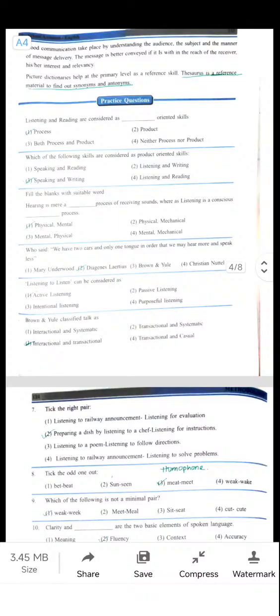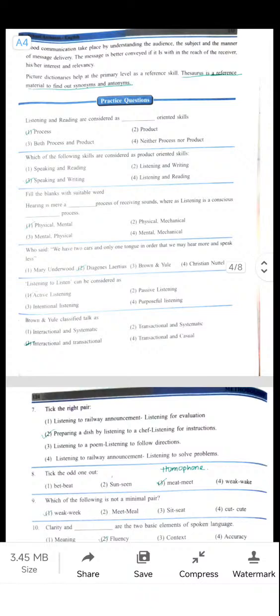And the next question: which of the following skills are considered product-oriented skills? Just now I explained that. What does that mean? Which of the following skills are considered product-oriented skills means speaking and writing. Speaking and writing skills, we can call product-oriented skills.